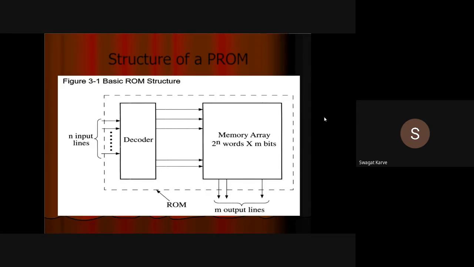Okay, so this is the structure of the PROM. It has a decoder with n input lines. The decoder is nothing but a fixed AND array, and the output of that AND array is given to the OR array, which is a kind of memory, and that memory is programmable, right? So this is the structure of a PROM.